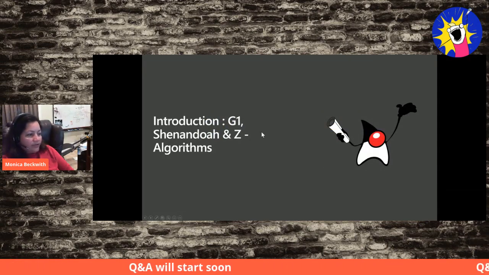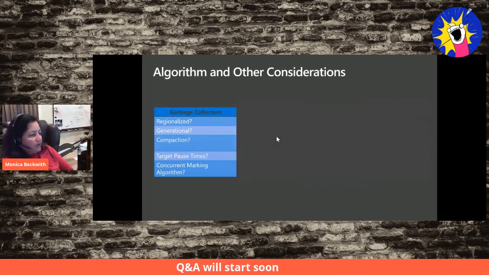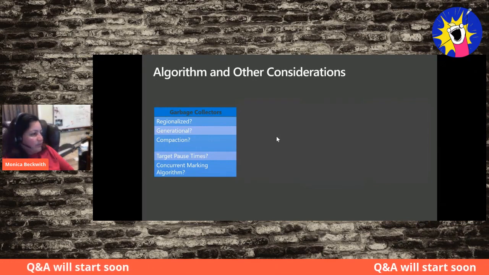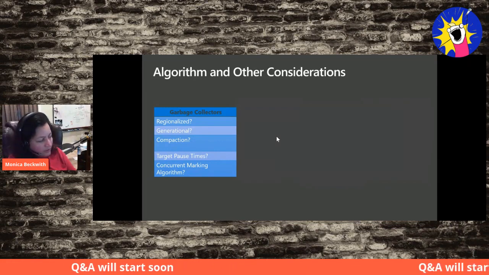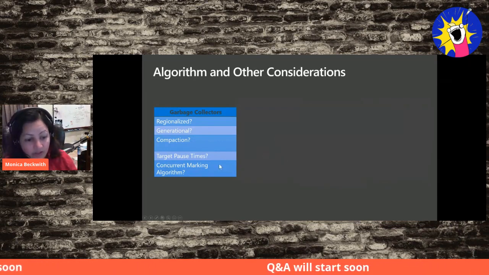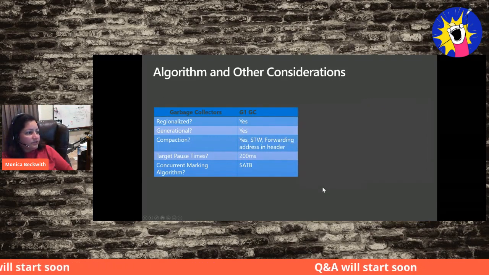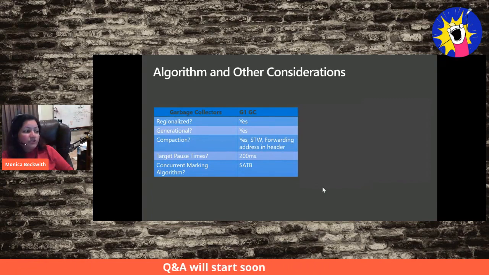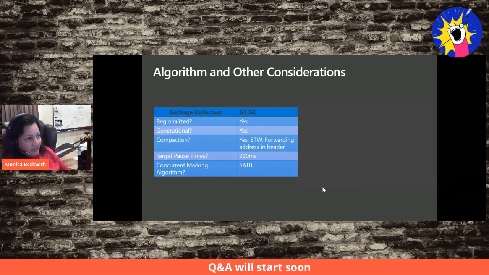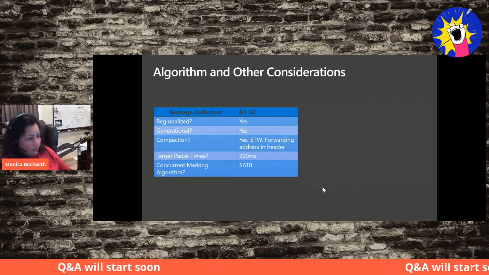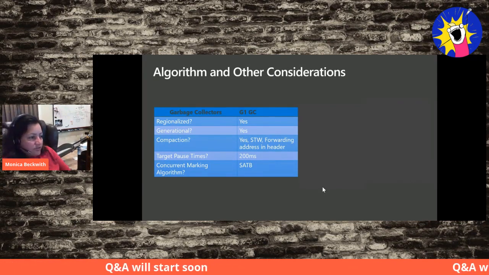So quick introduction here, and this would probably be my last slide. What I'm going to do is quickly sort the three new collectors based on regionalized, generational, compaction algorithm, target pause times, and whether the marking algorithm is concurrent or not. So G1GC is yes to pretty much everything, but the compaction is stop the world. Basically, it gets the mutator threads to a stopping point, collects the live objects and moves them from the from space to the to space. The target pause time for G1GC is 200 milliseconds.